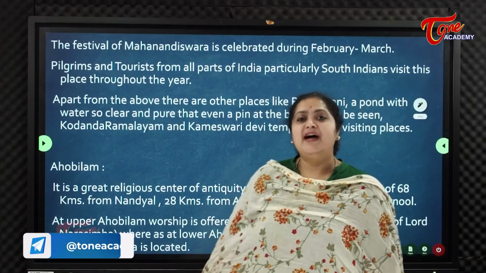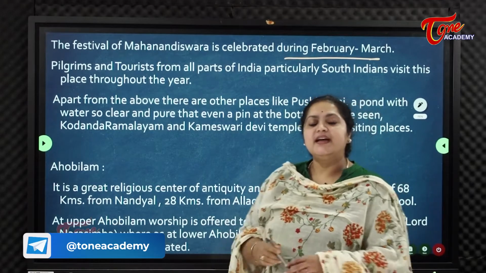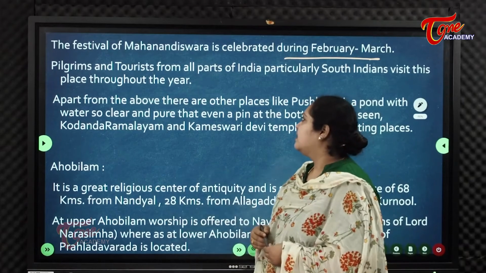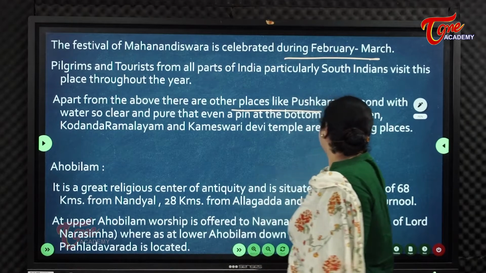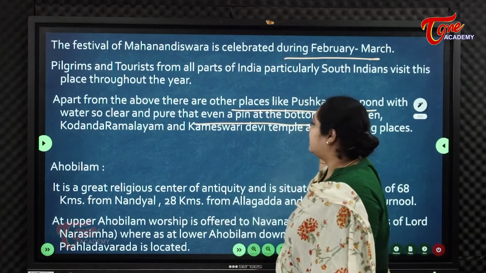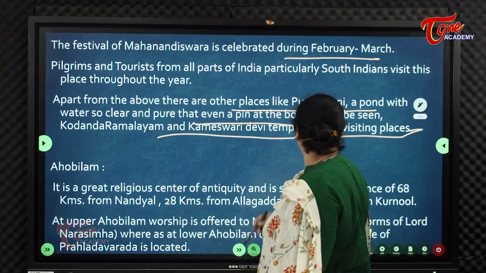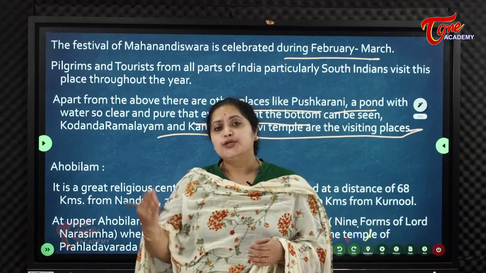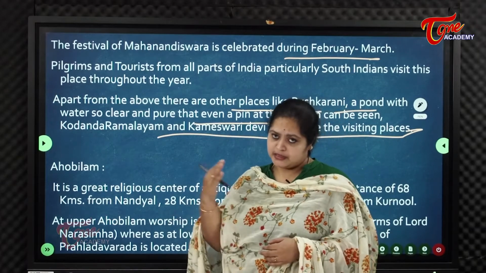The festival of Mahanandishwara is celebrated during February and March. At that time, you'll get to see so many devotees visiting this place. Apart from the above, there are other places to visit like Pushkarani, a pond with water so clear and pure, Kodanda Ramalayam, and Kameshwari Devi temple. So Mahanandi is another tourist and religious destination we can visit in Kurnool district.